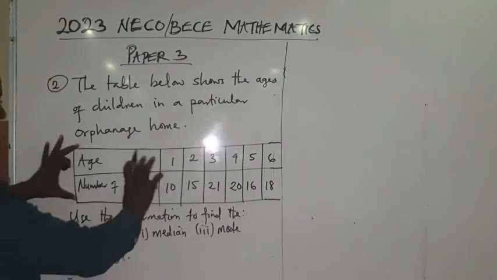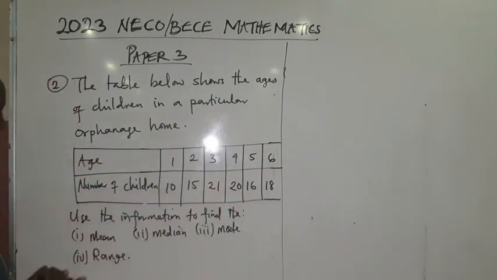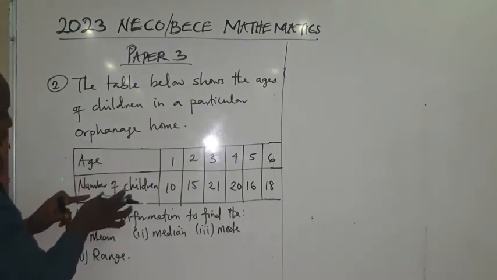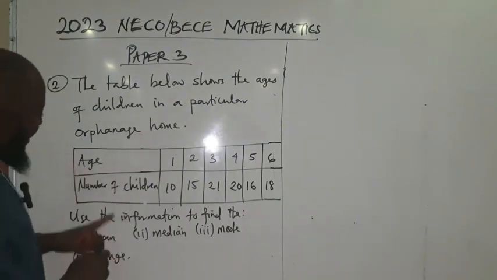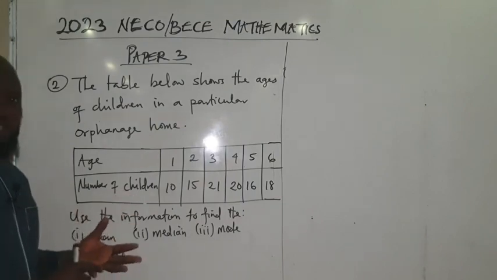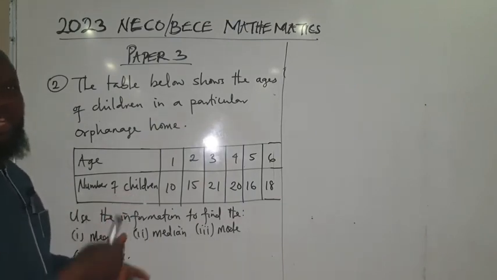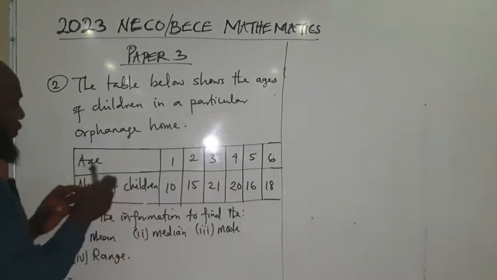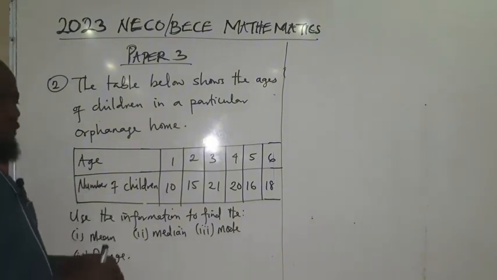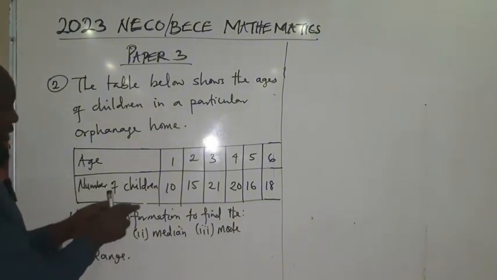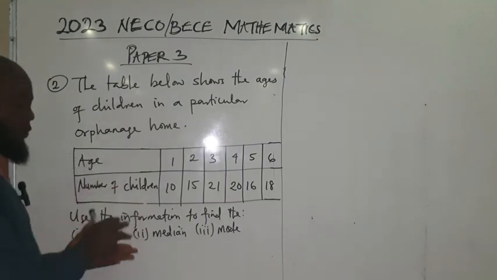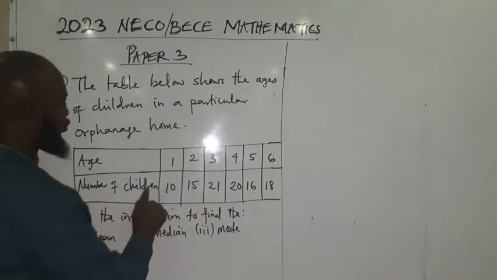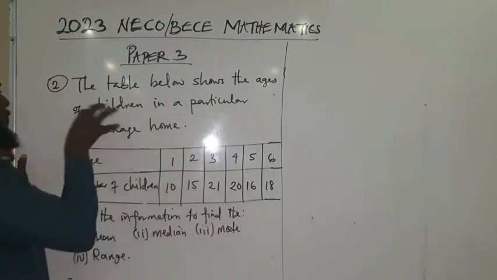Now let me first interpret what we have on this table before we go into the main question. This is the age, number of students. The number of students, children here, is talking about the frequency. How many, the number of them. So sometimes some questions will just give you age, frequency. You will not write number of students, number of children rather. So number of children is also referred to as the frequency here. Am I with you? This is the frequency. So from here you will be able to know how many children are in that orphanage home.